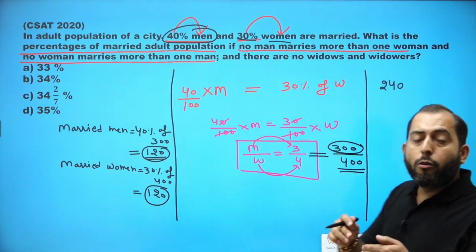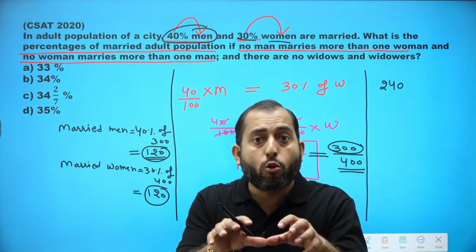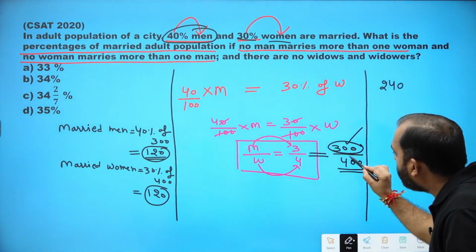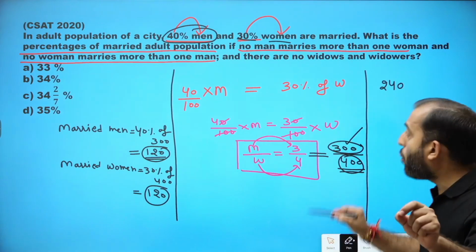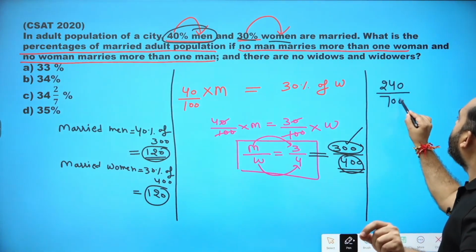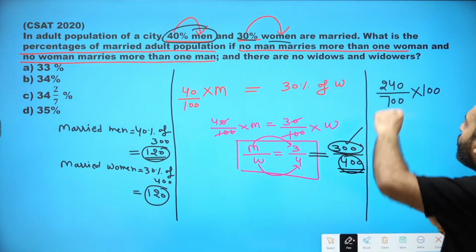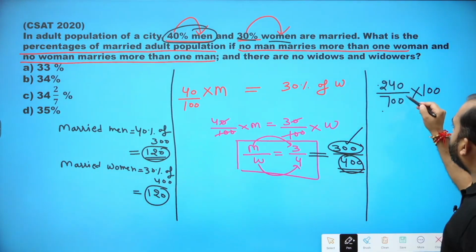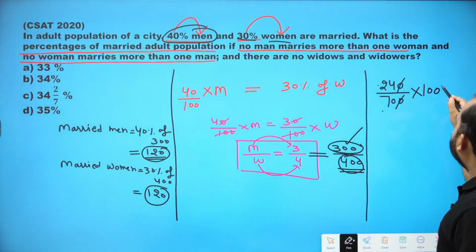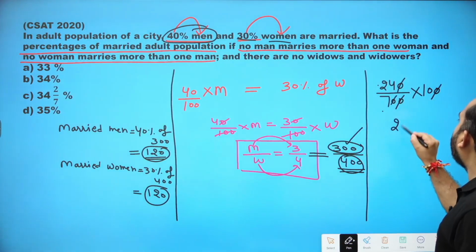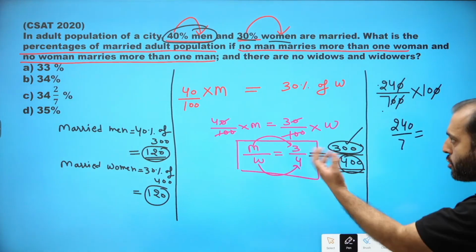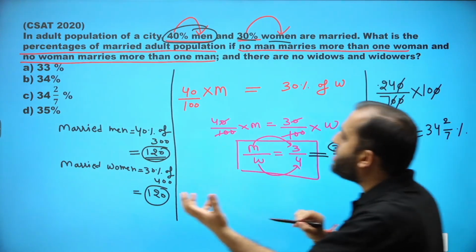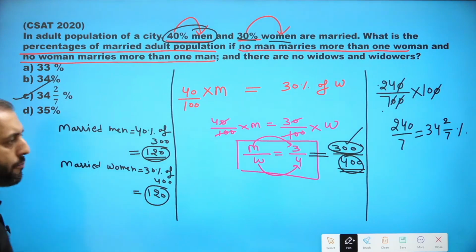We want to find out percentage of married people out of total population. So 300 men, 400 women. What is the total population here? Total population is 700 into 100. Because we want to find out percentage of married population out of total population. And if we solve this, 0 gone, this 0 gone, so 240 upon 7. If we solve this further, it will come out to be equal to 34 2 by 7%. Hence, option C is the right choice.